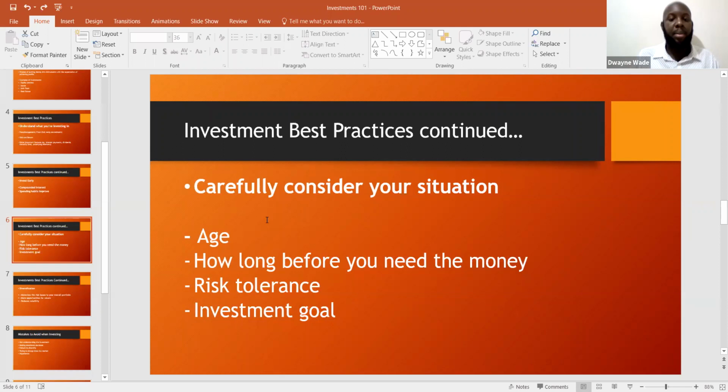Let me give an example. Here on the slide, age is something that you should take into consideration, as well as how long before you need the funds, your tolerance towards risk, and your overall investment goal. Now, let me give an example. Risk tolerance. There are a number of different financial instruments, right? Investment related products, and they carry varied levels of risk.